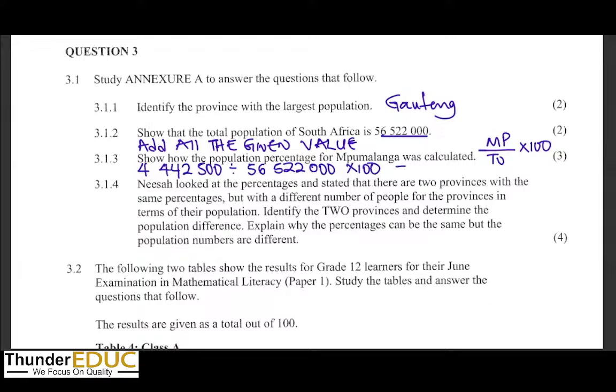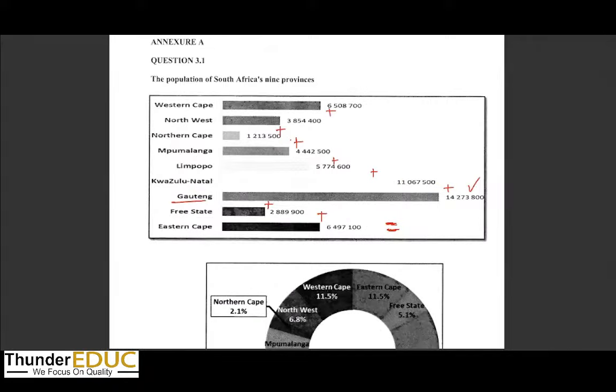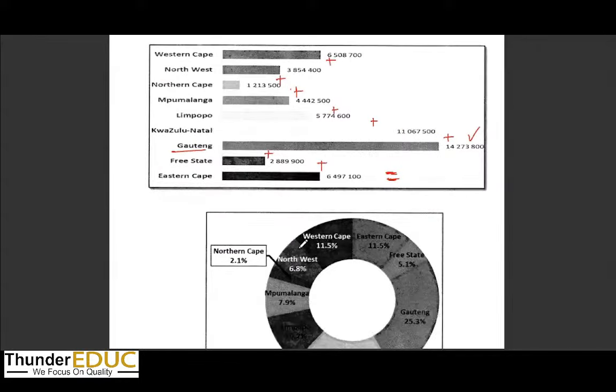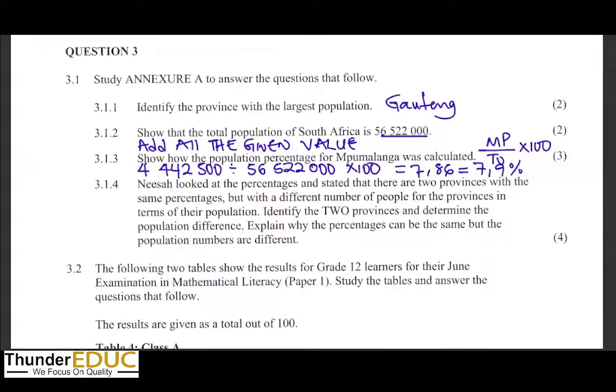So we have the answer as 7,86, but they rounded off to one decimal place to become 7,9%. This is what they wanted you to do, as you see it here. Mpumalanga, look at this. So they're asking you, how did they get this? That's how they got it. Show the working.